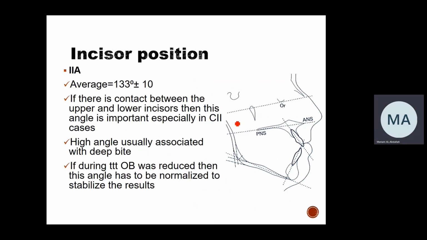The interincisal angle is the angle between the upper incisal long axis and the lower incisal long axis. So this angle here should measure 133 plus minus 10. If there is contact between the upper and the lower incisors, then this angle is important, especially in class 2 cases. High angle usually is associated with deep bite. Not necessarily, but usually it is associated with deep bite. If during treatment the overbite was reduced, then it's very important to normalize this angle for stability.